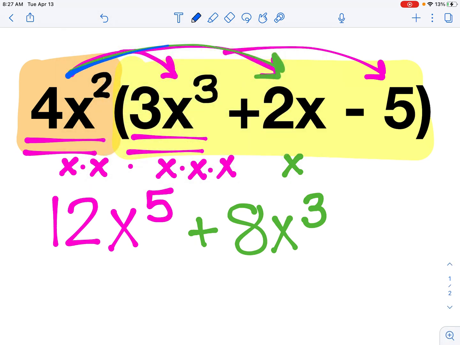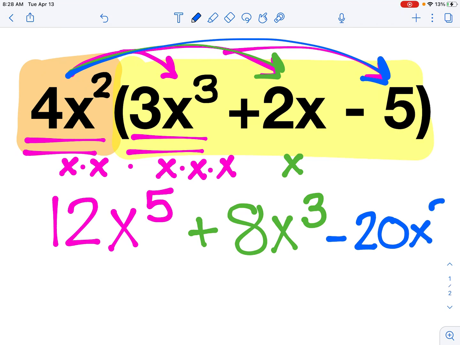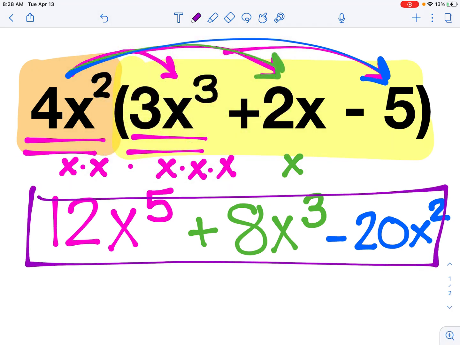Finally, I'm going to finish my distribution by multiplying 4x squared times that negative 5. So coefficients first, 4 times negative 5 would give me negative 20. And there's not an x with the 5, so all that I have is just the x squared that I started with. So my final answer in this case is 12x to the 5th plus 8x to the third minus 20x squared. I multiplied that monomial by each term of my polynomial.